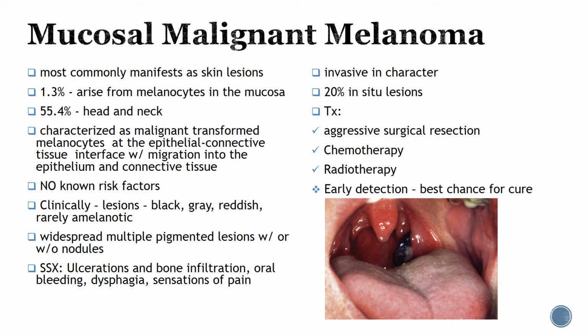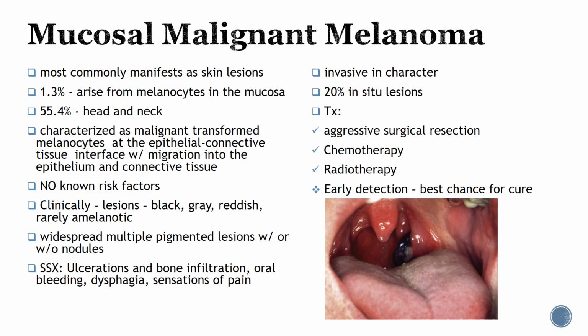55.4% are mucosal malignant melanomas of the head and neck, which is characterized as malignant transformed melanocytes at the epithelial connective tissue interface, with migration into the epithelium and the connective tissue respectively. Oropharyngeal mucosal malignant melanoma is exceedingly rare, with most mucosal malignant melanoma in the head and neck occurring in the oral cavity.